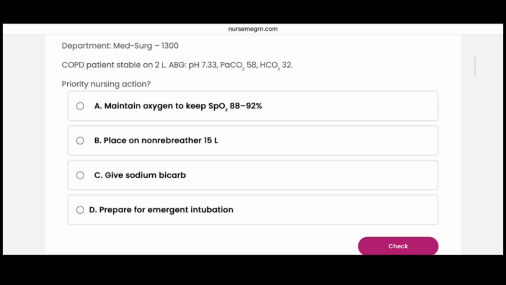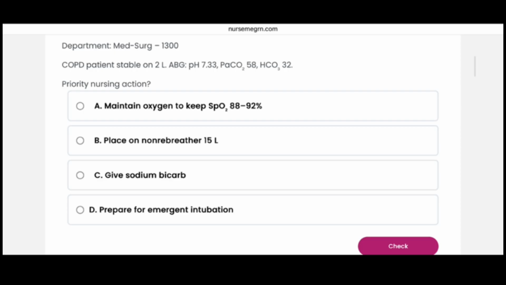So this patient is stable on 2 liters. Would I need to intubate this patient? No, I don't need to intubate this patient if they're breathing on their own at 2 liters. Why would I need to intubate them? We intubate them if they can't ventilate on their own. They can't breathe on their own, so I got to get a machine to breathe for them. They're ventilating just fine, so I'm not going to intubate them.